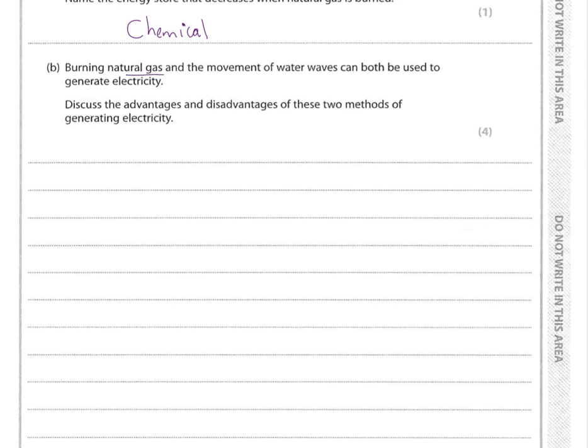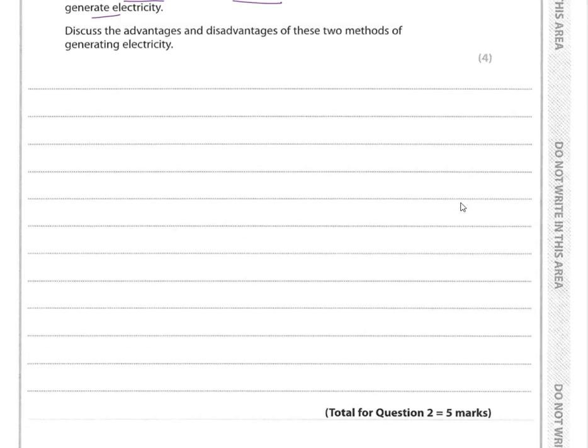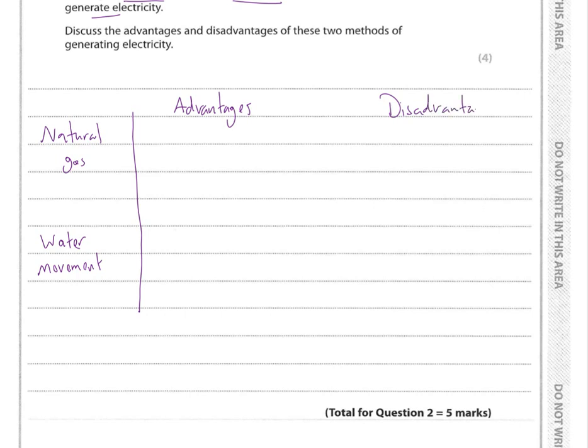Now burning natural gas and the movement of water can both be used to generate electricity. So we can burn gas or we can use the movement of water. Now talk about the advantages and disadvantages of using both methods. The way we're going to do that is as a table. We're going to have natural gas and water movement, and then we're going to have advantages and disadvantages. Okay, so this is a nice way to create it.